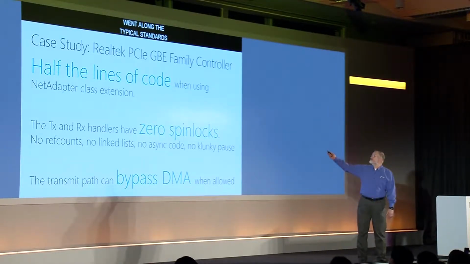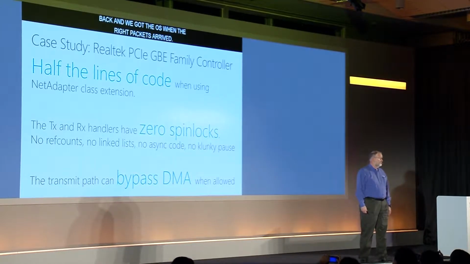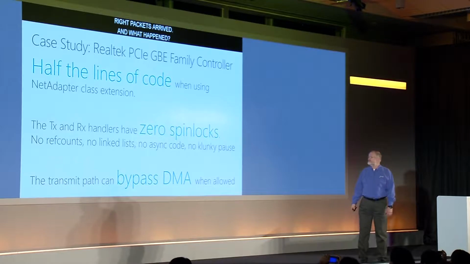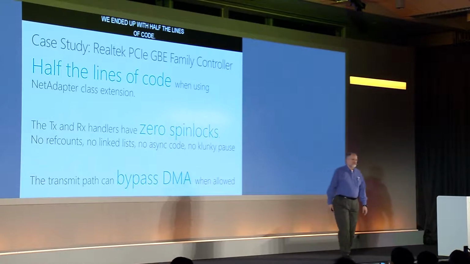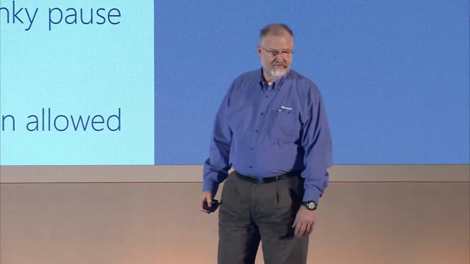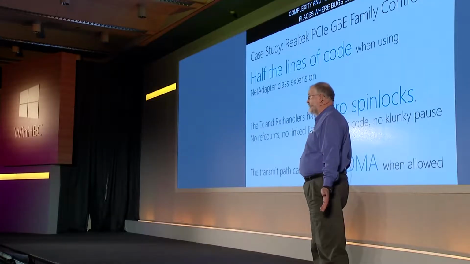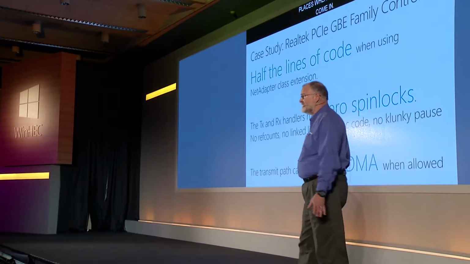And what happened? We ended up with half the lines of code. That's a pretty good savings, I think. The transmit and receive handlers have no spin locks. That sure cuts down some of the complexity and performance and places where bugs can come in. No ref counts, no linked lists, no asynchronously operating code, and no pauses. There's even ways in which local DMA can be bypassed with our I/O-assisted helpers.